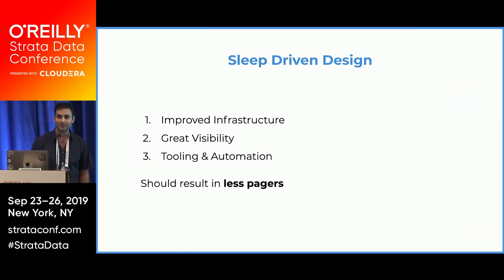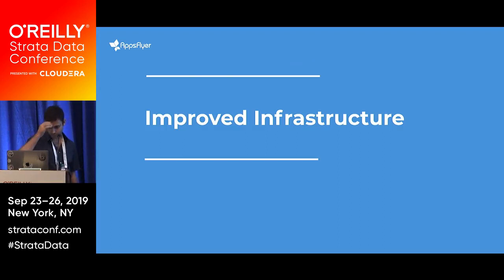So what do we need to be able to sleep better at night and reduce the amount of pagers and on-call incidents that we have? We need 3 simple things that we abide by: improved infrastructure, great visibility, and great tooling and automation. And this should result in fewer pagers. We'll see later if it worked. Spoiler, it did. All right, so let's dive into it. Improved infrastructure.